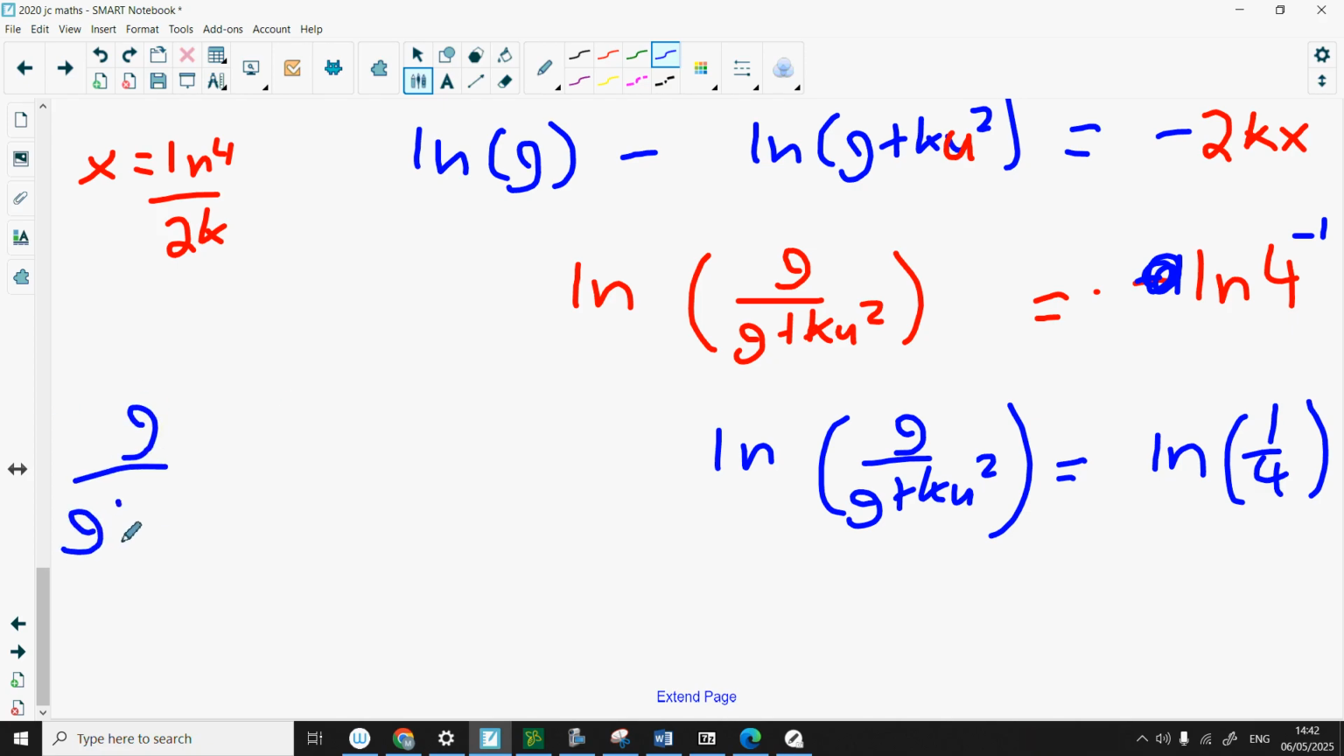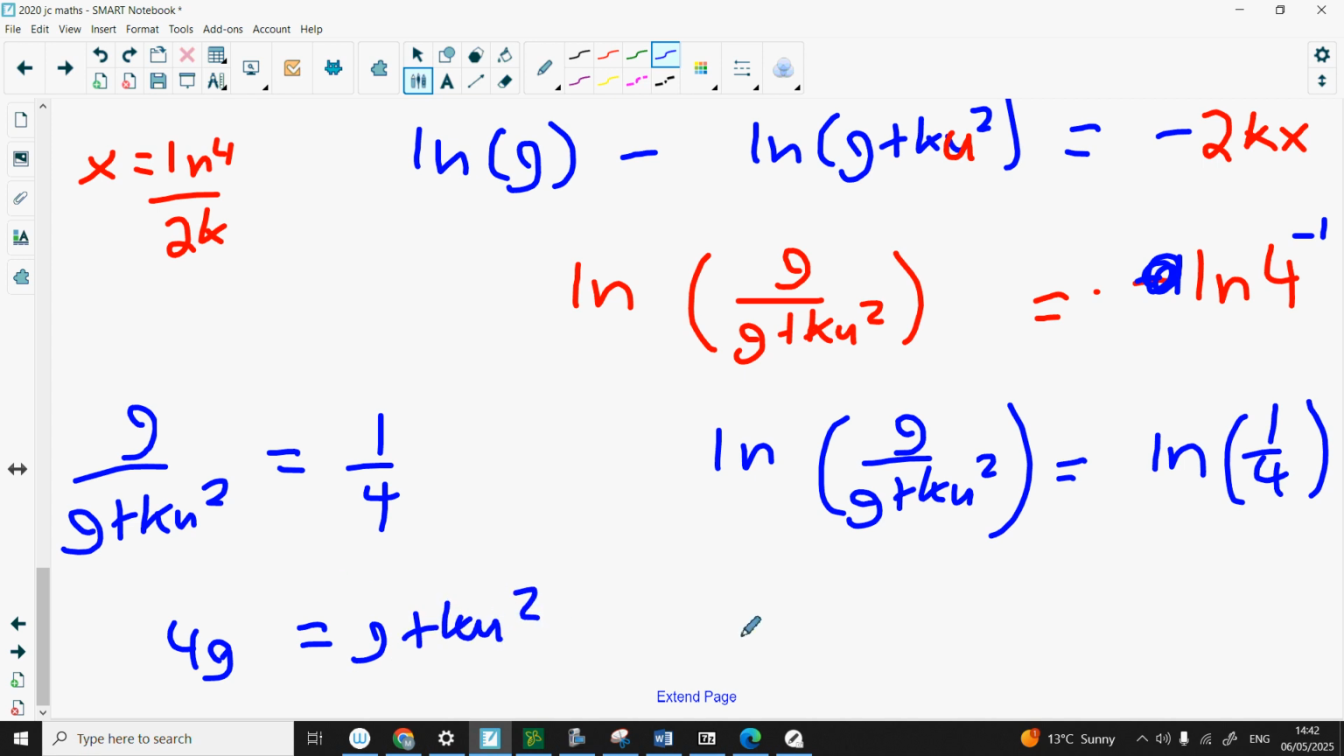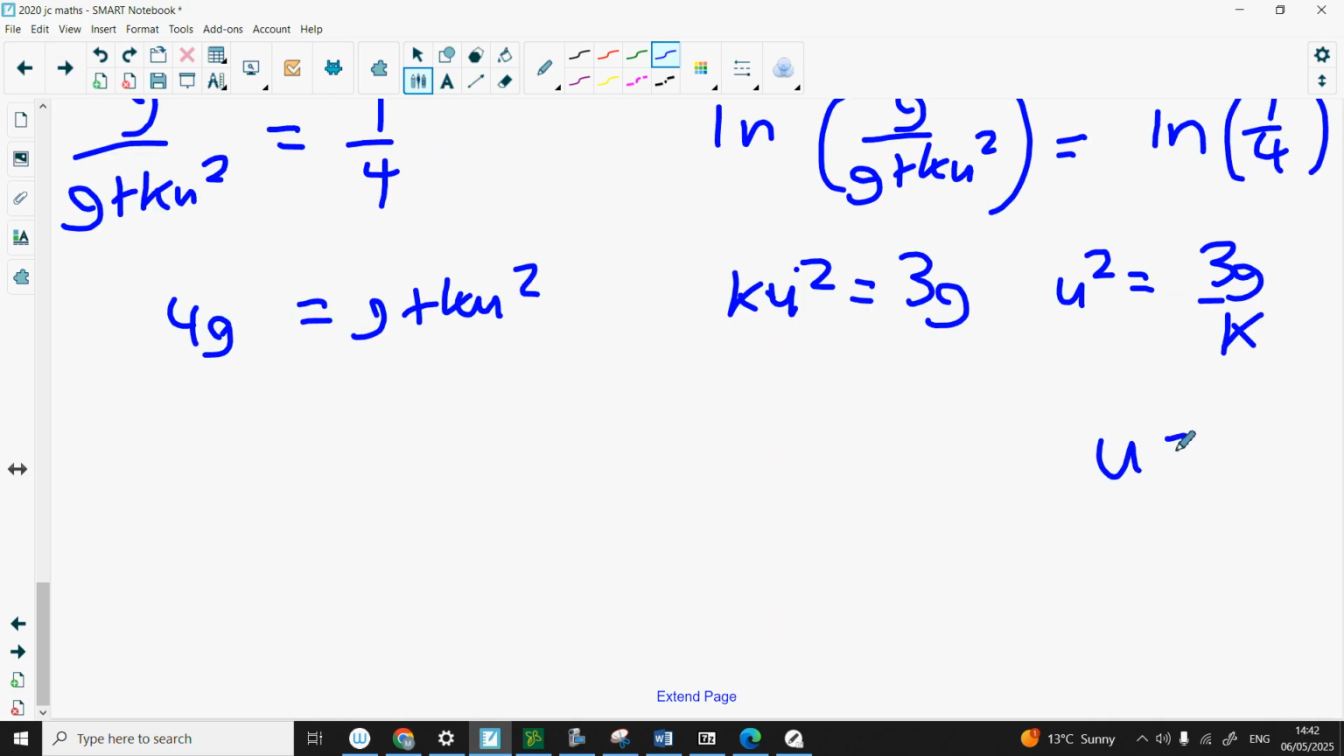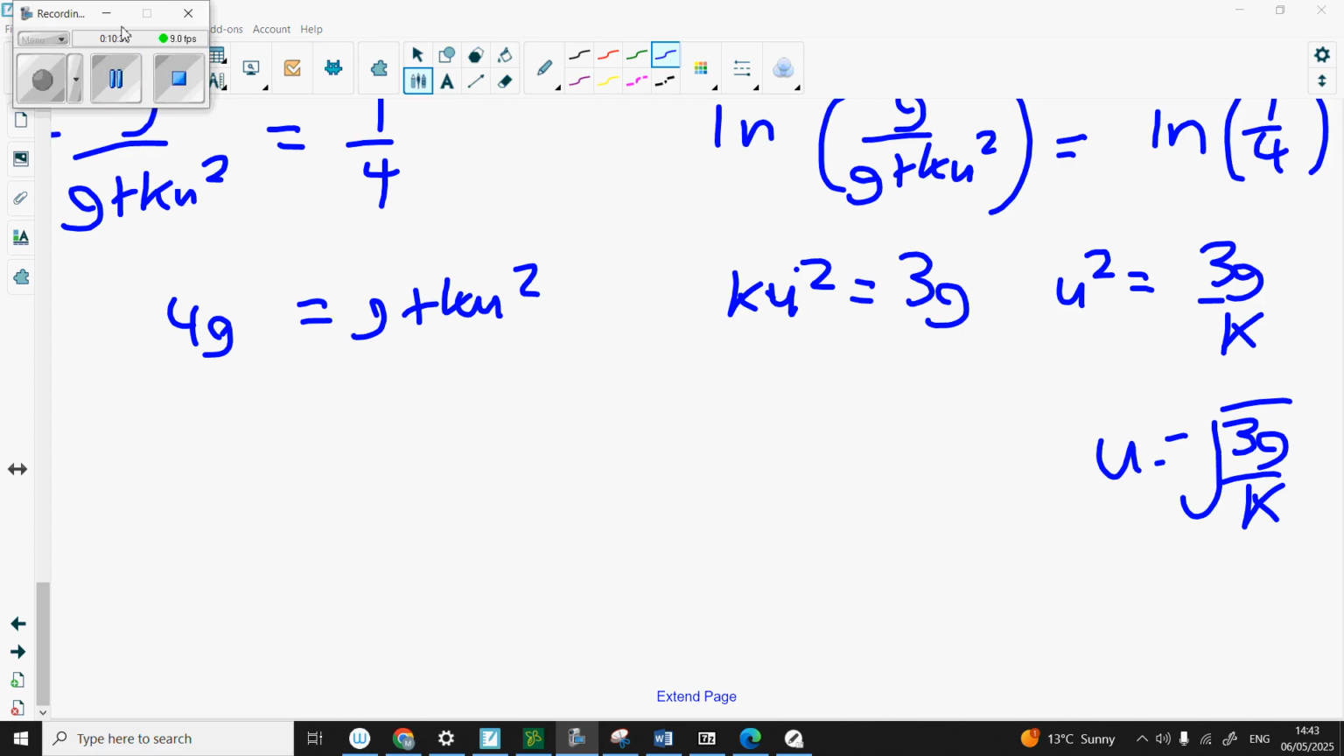So it's g over g plus ku squared equals 1 quarter. 4g equals g plus ku squared. ku squared equals 3g. U squared equals 3g over k. And then we square root it, and we have the right answer. U is in fact the square root of 3g over k. Now, to be honest, that feels like I've been involved.